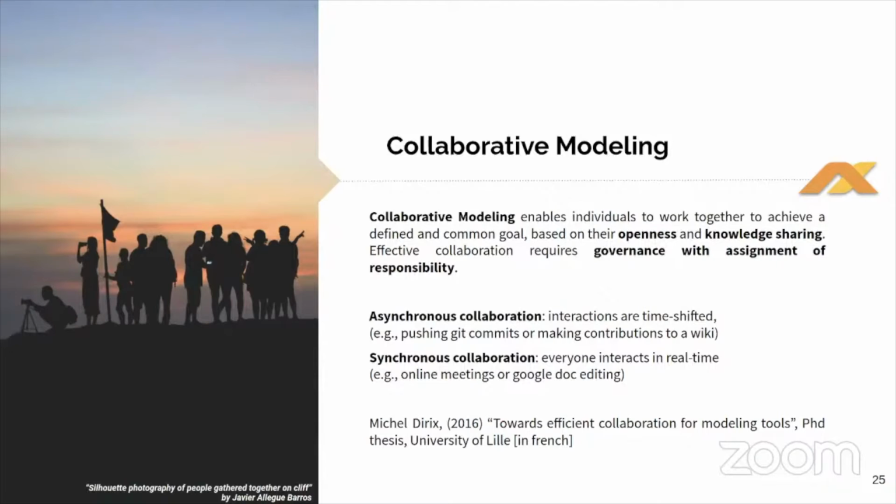The first one is the asynchronous collaboration, where interactions are time shifted. And the second one is the synchronous collaboration, where everyone interacts in real time, for instance, like in Google Doc. Some years ago, at the University of Lille, a PhD student made his thesis about collaborative modeling. This thesis was titled Toward Efficient Collaboration for Modeling Tools. It was Michel Dirix.